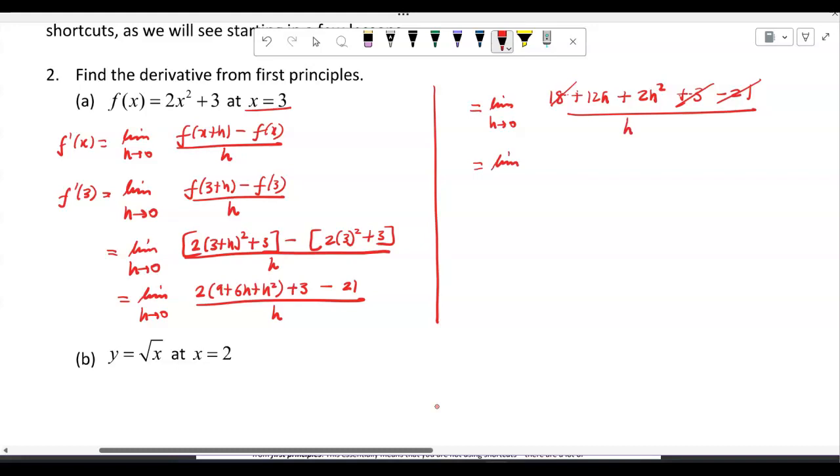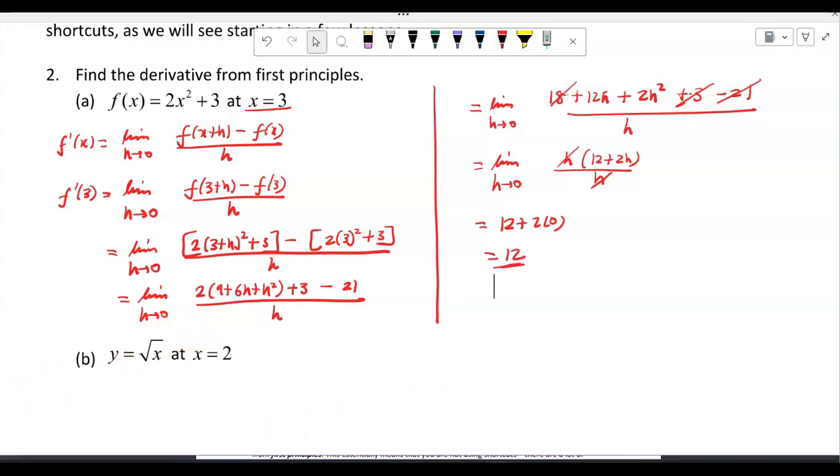Now you have to cancel that out. You take h common, so 12 plus 2h, and then the h we can cancel. Now limit by substitution, 12 plus 2 into 0. So I got the same thing as yours. No, but you won't get the same marks.